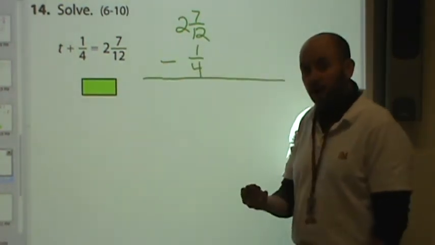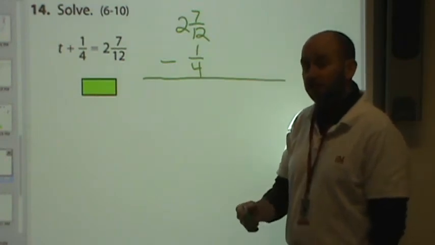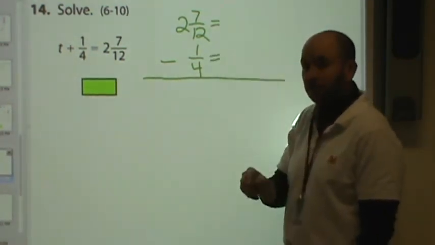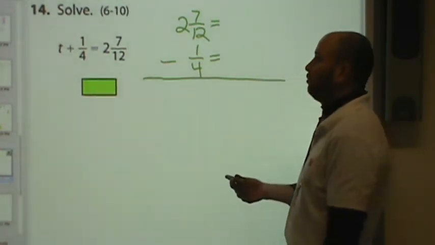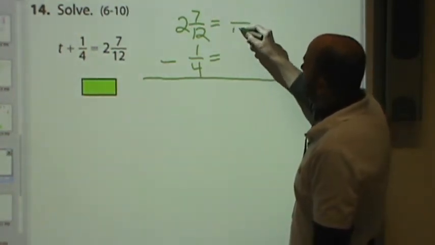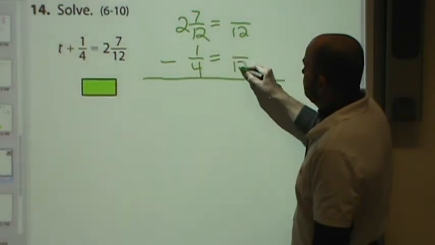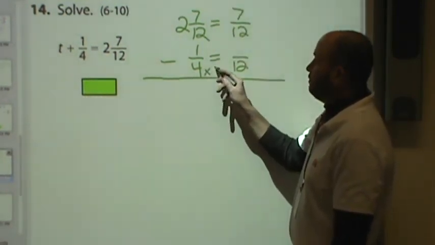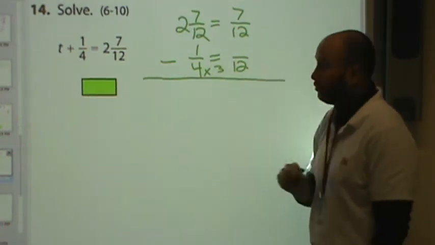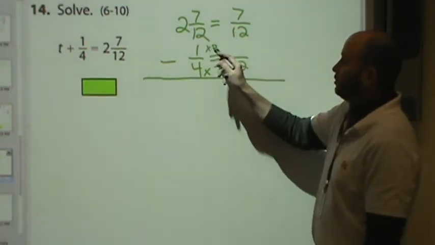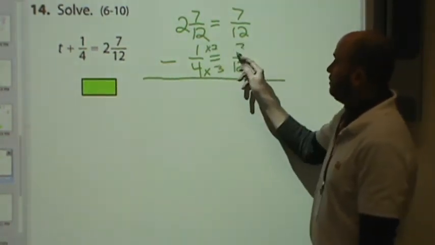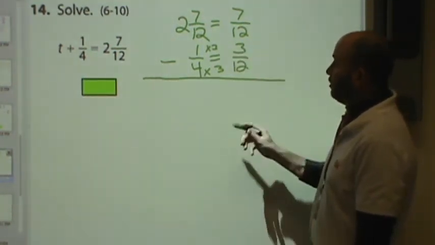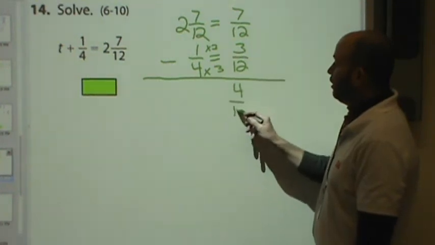Again, you're subtracting, so you need common denominators, which would be the LCD, least common denominator, or least common multiple. That would be 12 in this situation. So this would be 7/12. It stays the same. 4 times 3 is 12, so 1 times 3 is 3. We now have 7/12. Take away 3/12, leaves you with 4/12.